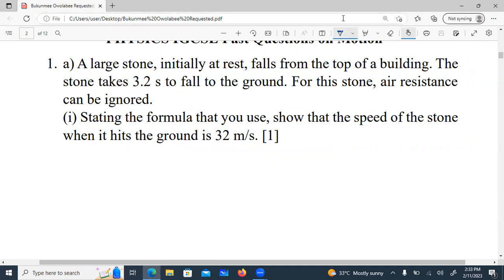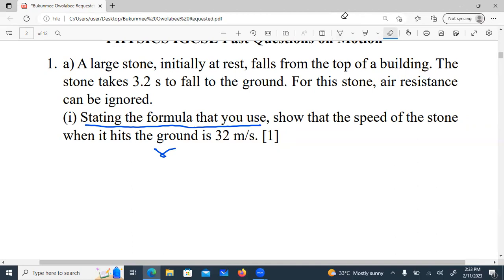You have to state the formula you use, okay? Yes. That's the first thing you do. Stating the formula that you use. And what formula is that? We use V equals U plus GT. Why did I say G?